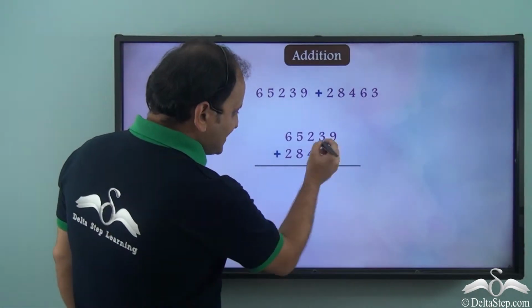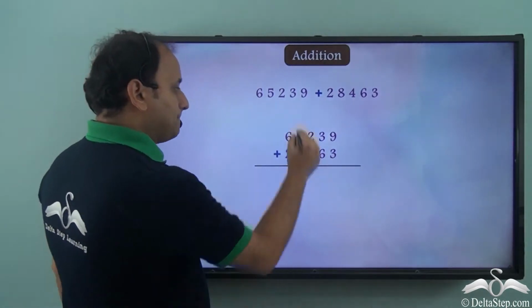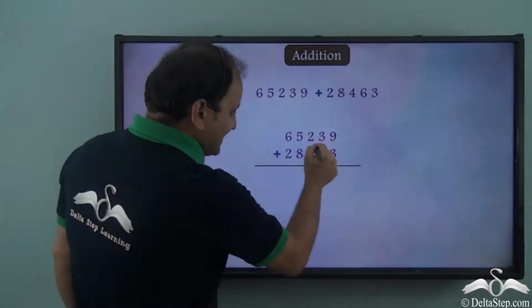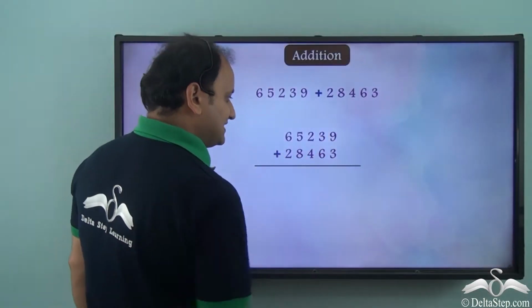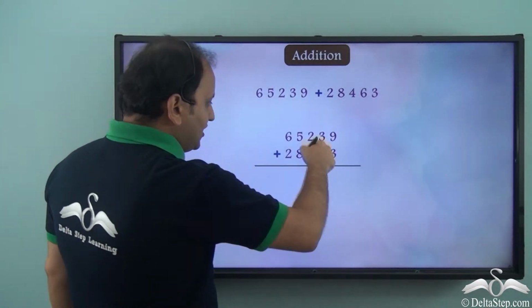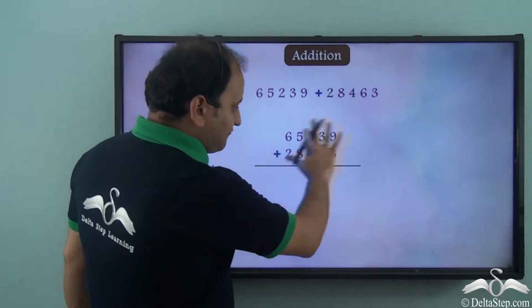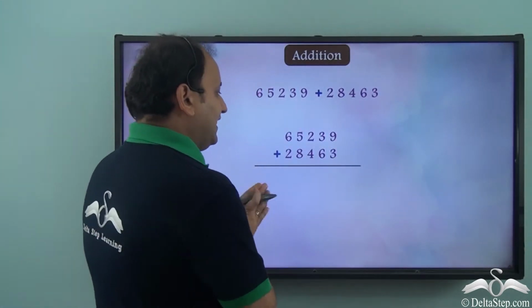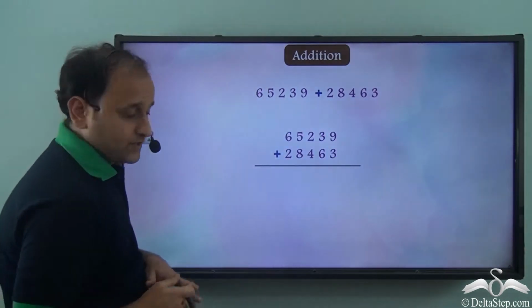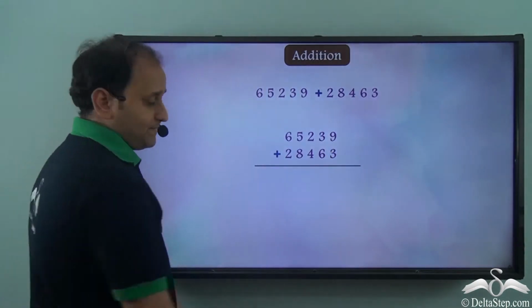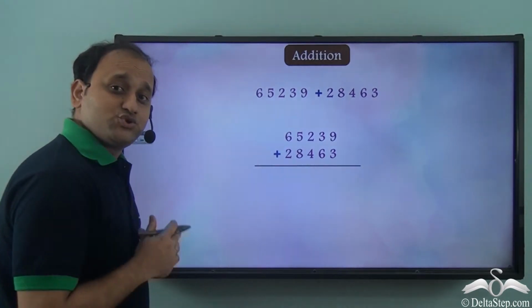Similarly, we have placed 6 below 3 here because 3 is in the tens place for this number and 6 is in the tens place for this number. And similarly, we have placed the other numbers too. Now, once we have done this placement, then we'll start addition. So we have 9 plus 3. Now 9 plus 3 is 12.